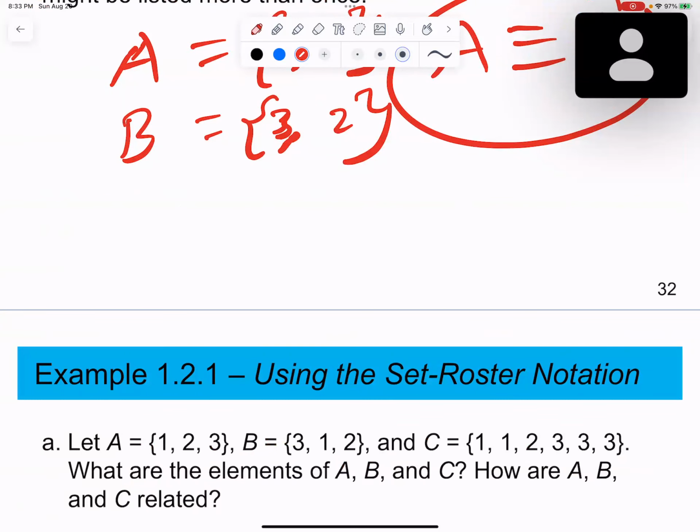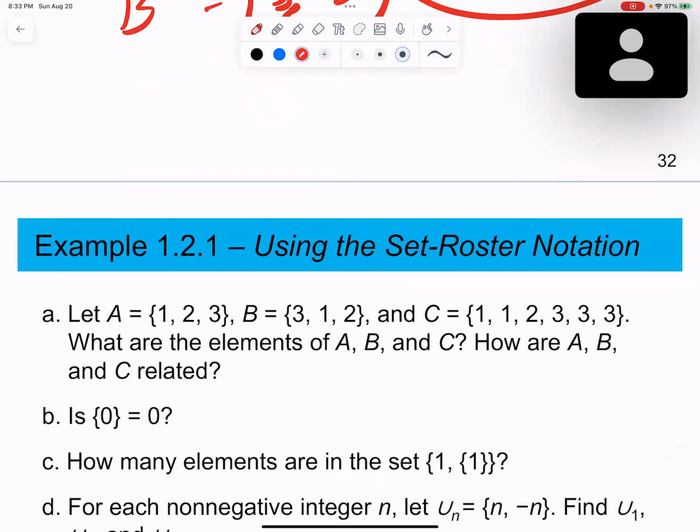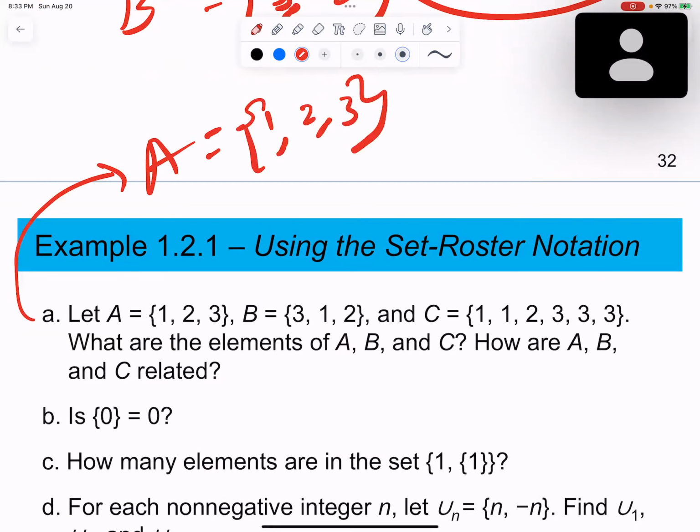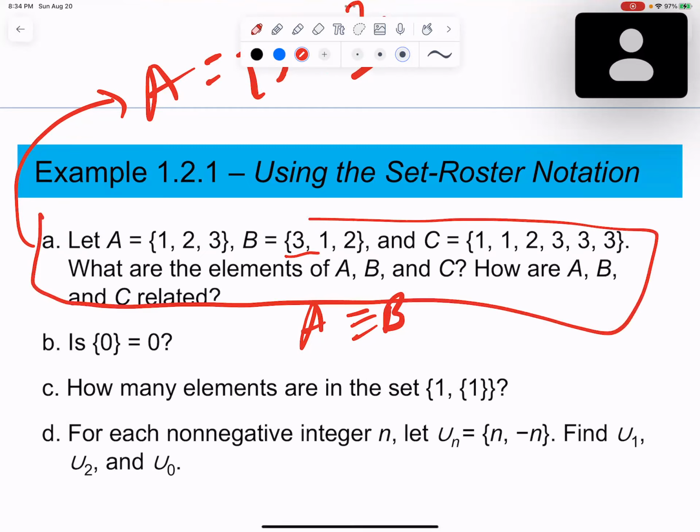That is it. And now you can see right here, this A contains what? One, two, three, and B contains 3, 1, 2. So A is the same thing as what? B, equivalent to B, right? Now, this is the first one here. This is quite easy, right?